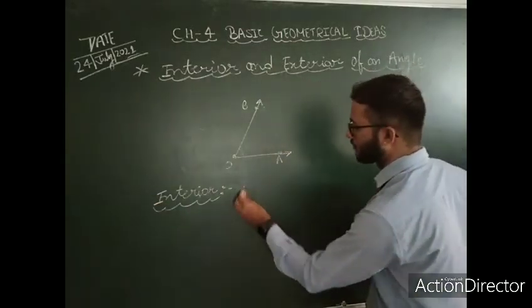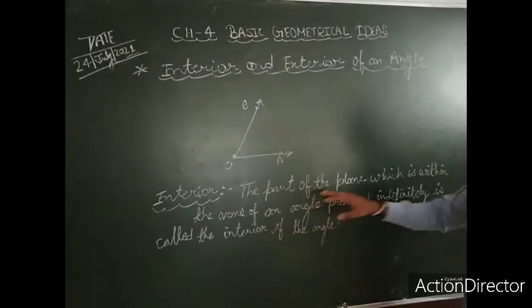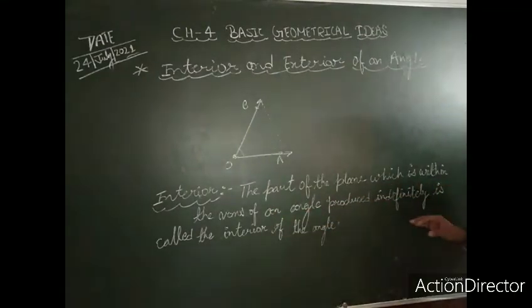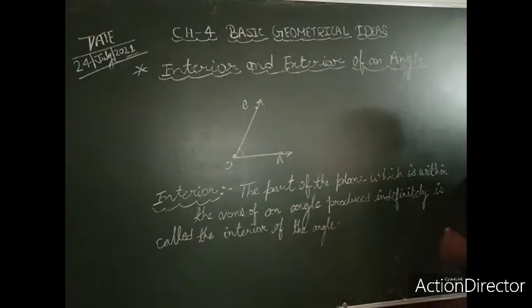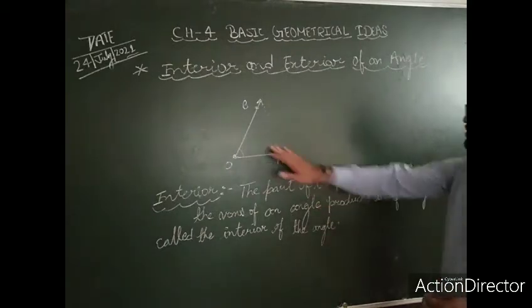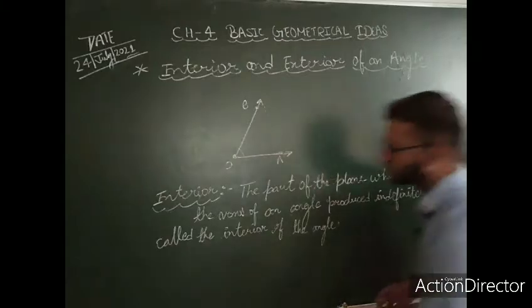So the definition of interior: the part of the plane which is within the arms of an angle produced indefinitely is called the interior of the angle. Okay, so this part is known as the interior of an angle, right?